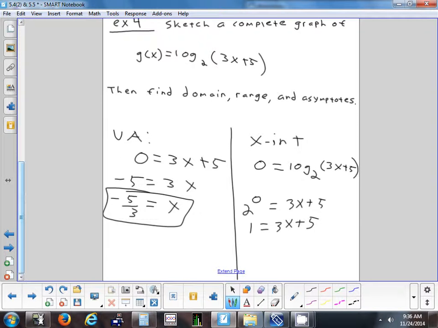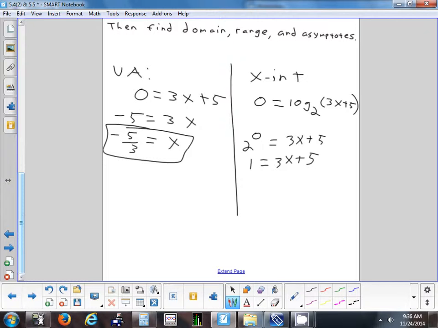And now I'll just finish solving. Minus 5, you're going to get negative 4 equals 3x. Divide by 3, divide by 3. That's my x-intercept.